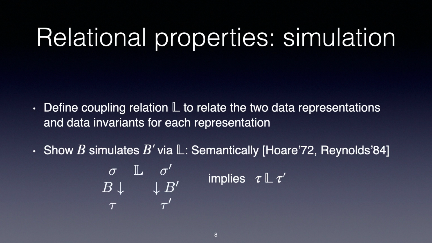Suppose we have the initial state sigma for the implementation B, and B transforms sigma into the state tau, and likewise we have sigma dash and tau dash for B dash. And suppose sigma and sigma dash are related by this coupling relation L, then that implies that tau and tau dash must also be related by L. This is a very semantic way of talking about simulation. And we want to capture this kind of reasoning in a program logic.